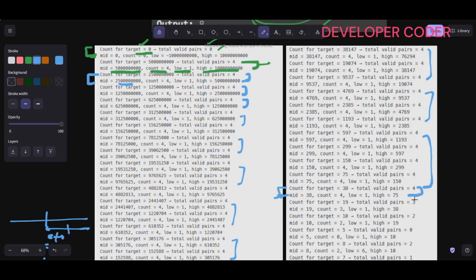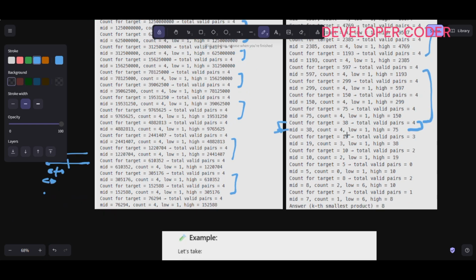Now I am thinking that, let me just draw this part. So here I can simply say, your high is 75, and your low is, let's say, 1. Then mid is coming out as 38. So now again answer is possible, you are getting 4 pairs. Now I am going to look in this side. Maybe with more smaller value answer is also possible.